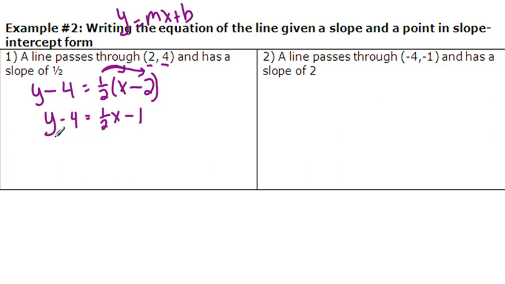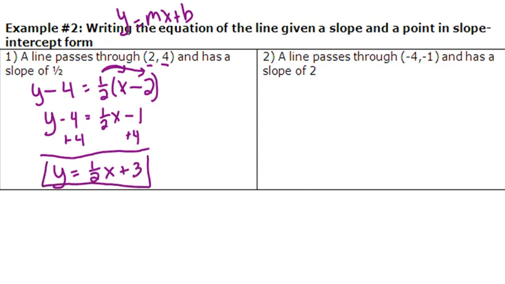So then from here I need to solve for y. I would add 4 to both sides. So I get y equals 1/2 x, and I can add -1 and 4 together because they're like terms. So -1 plus 4 is +3. So I have y equals 1/2 x plus 3.